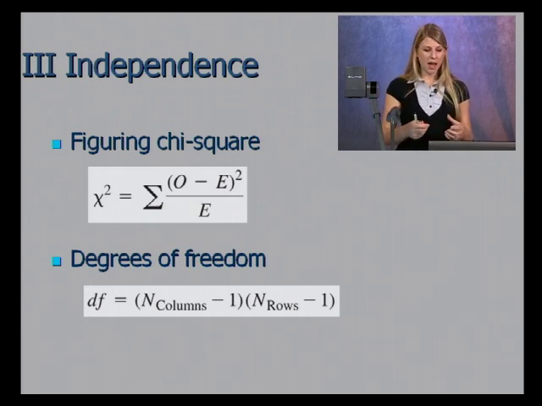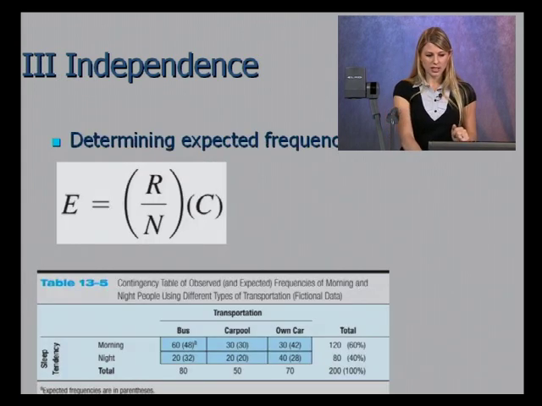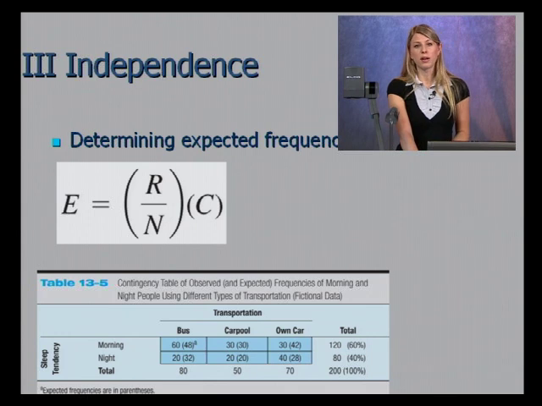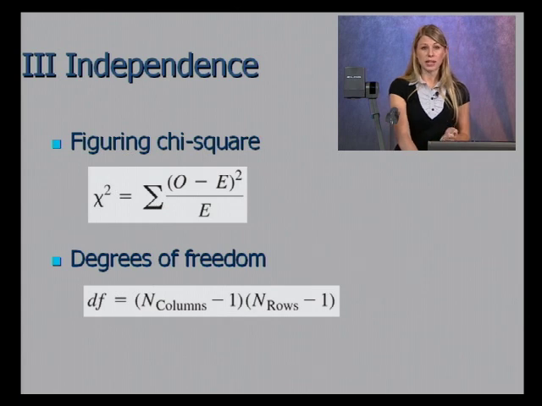So if you go back to our last example here, you have morning and night, 2 minus 1 is 1. And then the top category, bus, carpool, or own car, you have 3 categories, 3 minus 1 is 2. It would be 2 times 1. You have 2 degrees of freedom here. So it's the number of groups in columns minus 1 times the number of rows minus 1. So that's where you get your degrees of freedom for the test of independence.